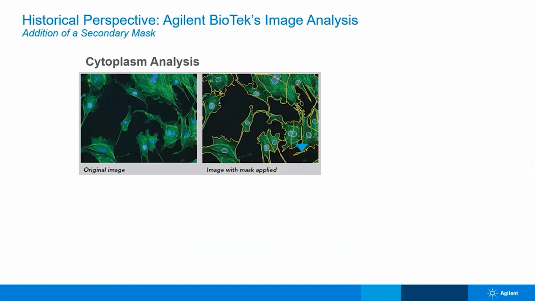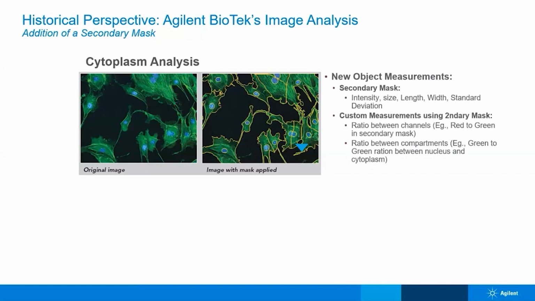Let's dig a little deeper into the two areas that I mentioned. The first is measuring changes in multiple compartments. We added the ability to have a secondary mask on an image in order to measure two separate compartments. In this image, you can see that the nuclear compartment has been identified by using the DAPI channel, the blue channel. And then we have added a secondary mask that can measure the cytoplasm of each of these cells in green. The secondary mask can also include the nucleus in it to be a whole cell measurement.